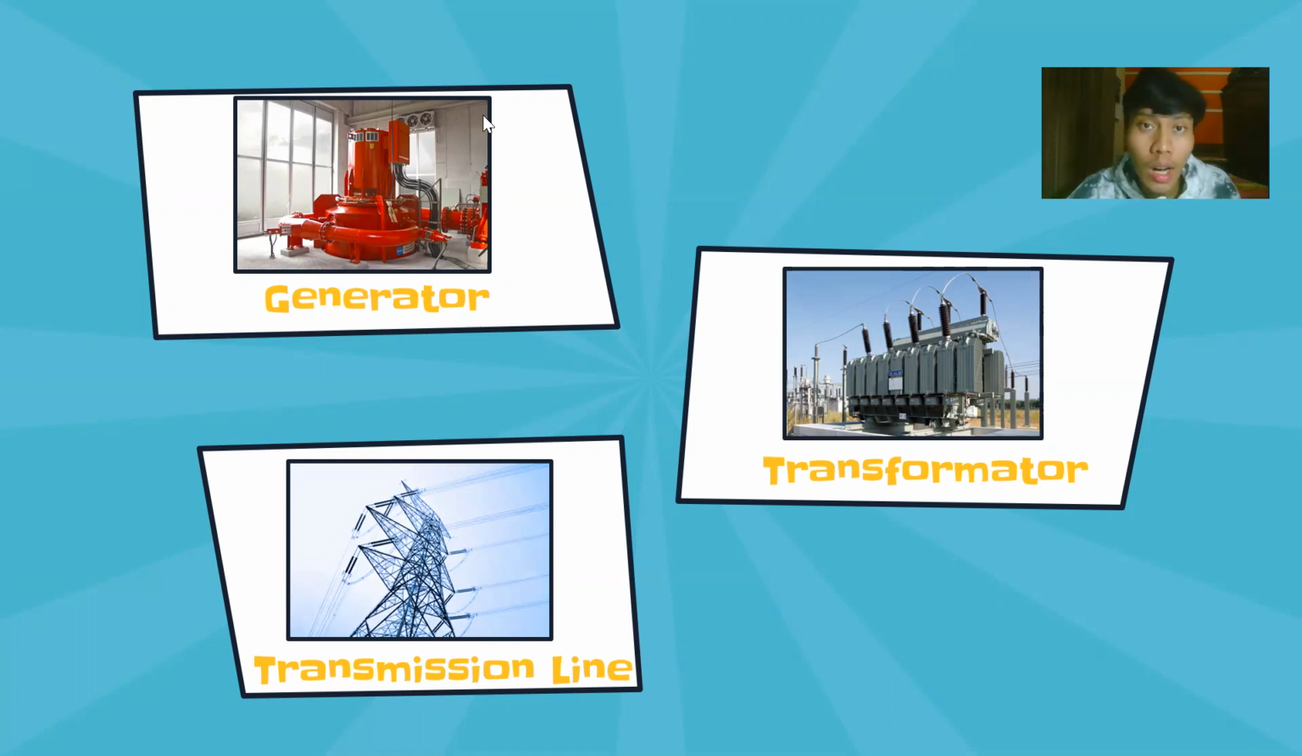So how does it work? The synchronous generator works on the principle of Faraday's laws of electromagnetic induction. Electromagnetic induction states that electromotive force is induced in the armature coil if it is rotating in a uniform magnetic field.